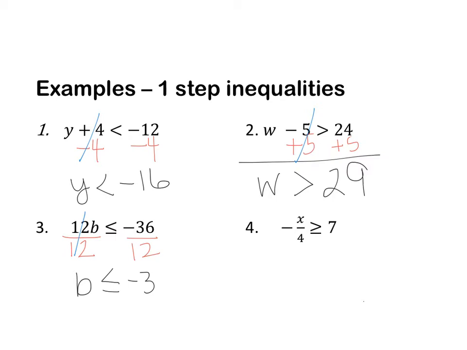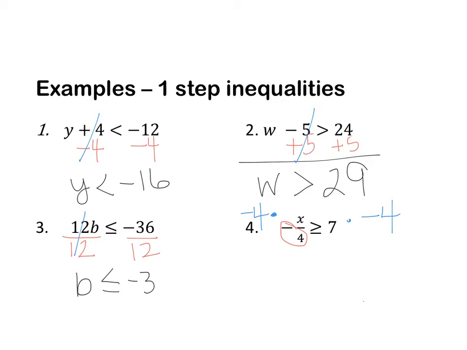Okay, so my fourth example. It has division, and if you'll notice here, this is negative, so I am dividing by a negative number. So that means to solve this problem, I have got to multiply by that negative number. So I have to take both sides, and I have to multiply them by negative 4.